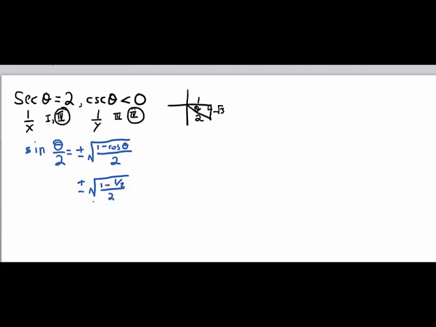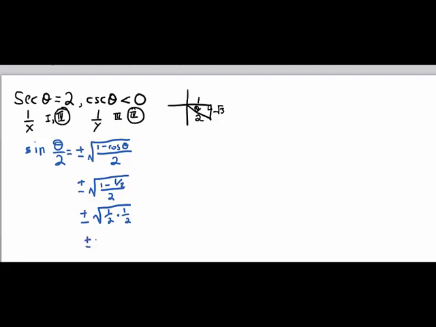So 1 minus 1/2 in the numerator is going to be positive 1/2. And dividing by 2 is just like multiplying by positive 1/2. So again, I've kind of combined two steps. 1 minus 1/2 is 1/2, and dividing by 2 is multiplying by the reciprocal of 2.